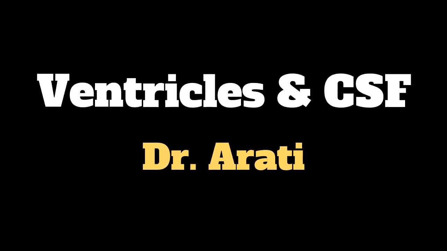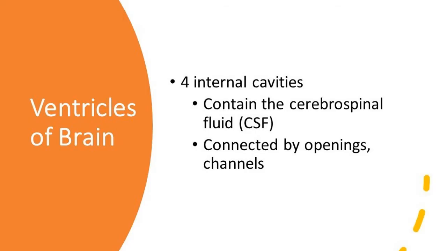In this video, we will be looking at ventricles of the brain and cerebrospinal fluid, also known as CSF. So inside the brain, there are 4 internal cavities, and these cavities are called ventricles. Essentially, the meaning of the word ventricle is cavity or a chamber. And since there is a cavity or a chamber, it needs to be filled with some fluid. So in case of ventricles of the brain, it contains cerebrospinal fluid.